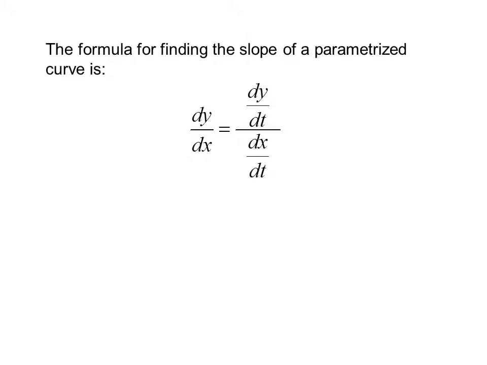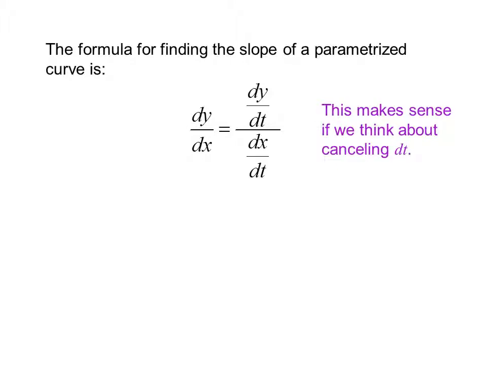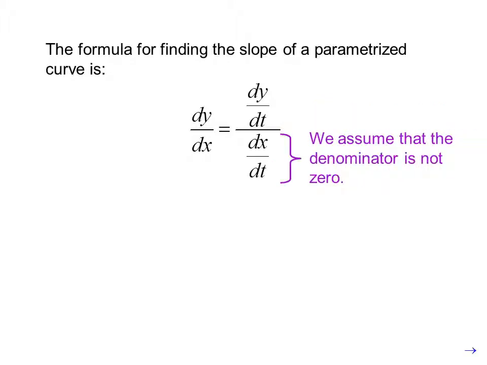The formula for finding the slope of a parametrized curve is dy/dx equals dy/dt over dx/dt. This makes sense if we think about canceling dt. We assume that the denominator is not 0.